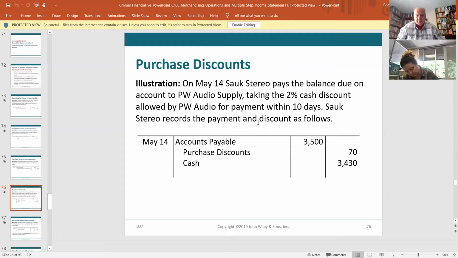Purchase discounts. SAWC paid the balance due on account to PW Audio Supply, and they took a 2% cash discount. Now, what you missed earlier, we talked about the discount. They get a 2% discount if you pay within 10 days. 2/10, net 30. So what's 2% of $3,500? It's $70. That's the discount. So we owe these people $3,500, but we can settle it for only $3,430 because we're allowed to take that discount. Okay? For early payment.